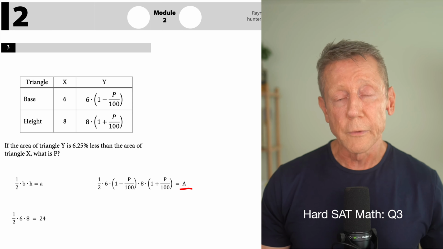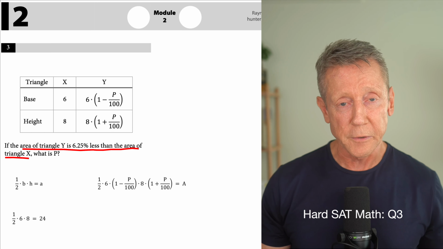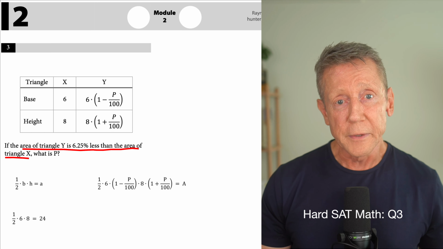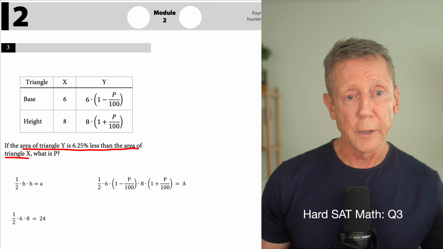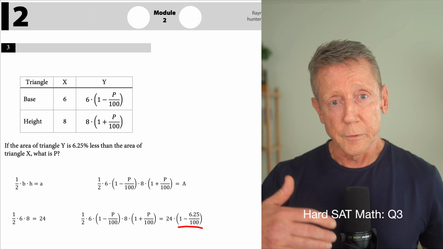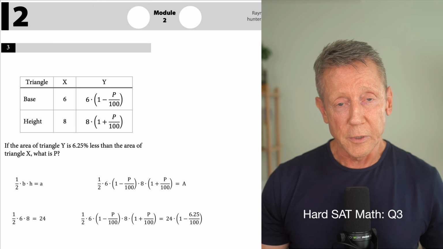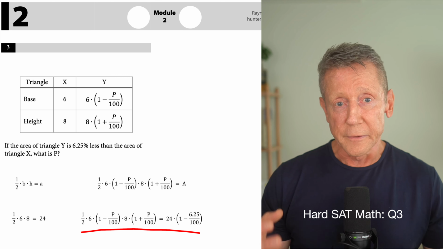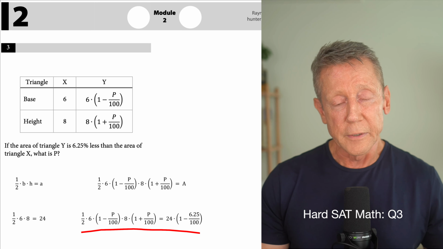Now they don't give us A in the chart, but the words below give us the information we need to construct it. And basically for triangle Y, the area is 6.25% less than triangle X. So I'm going to write in the area of triangle X, insert the percent change formula with the 6.25 in there, and now I'm good to go. I have an equation that's the exact same one as question 1. I just insert it into Desmos and evaluate it.